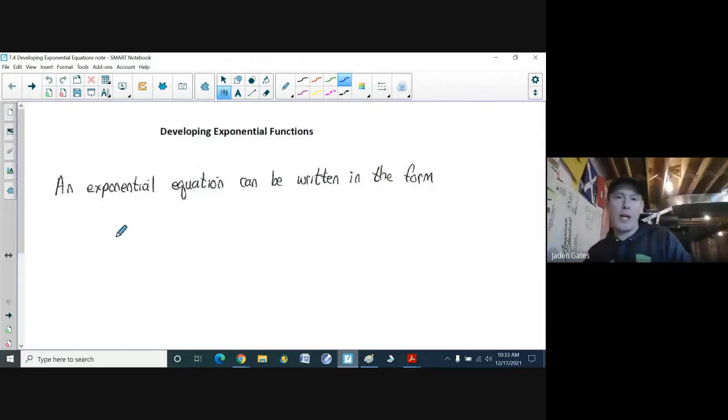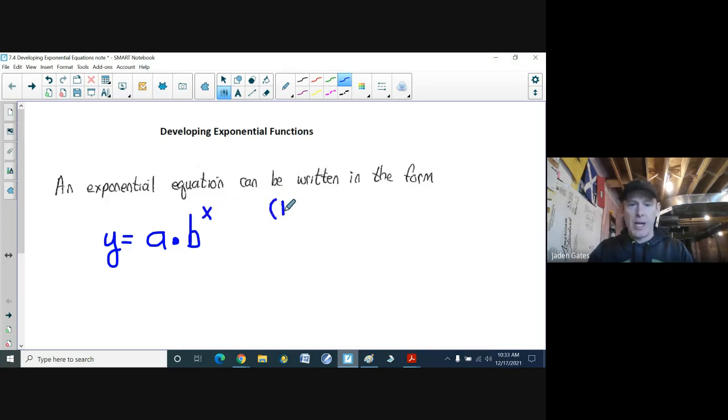All right, so now continuing on with exponential functions or equations, we're going to start to make our own. An exponential equation, as I mentioned earlier, can be written in the form y equals a times b to the power of x. A little side note here is that b is always greater than 0, can't be negative. All you have to do is come up with the a and the b value, and then you have your exponential equation.